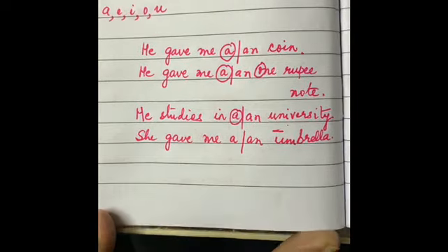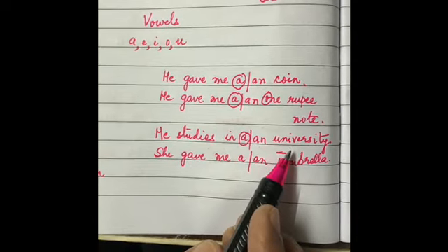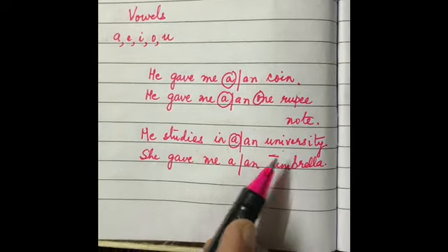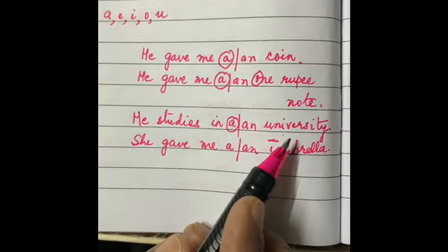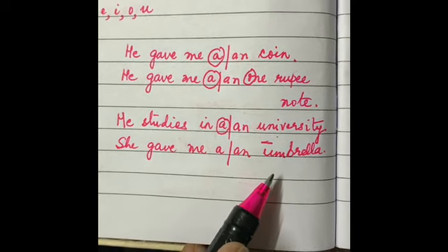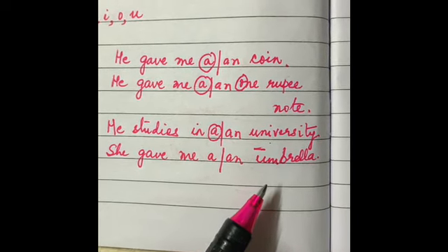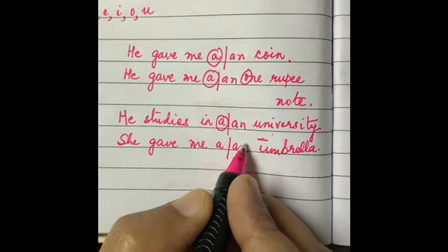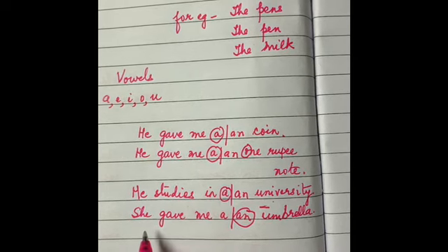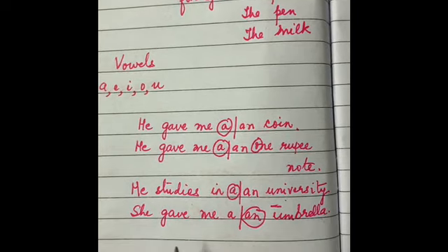Now see the difference. The word university was creating a U sound, so we used a before university. But here the U in umbrella is pronounced as the vowel sound, and therefore we use an. Now the sentence will be, she gave me an umbrella.